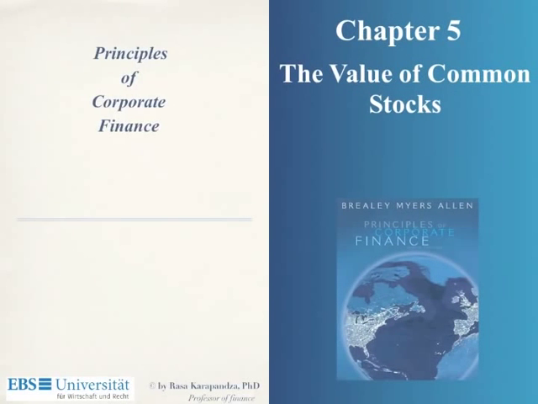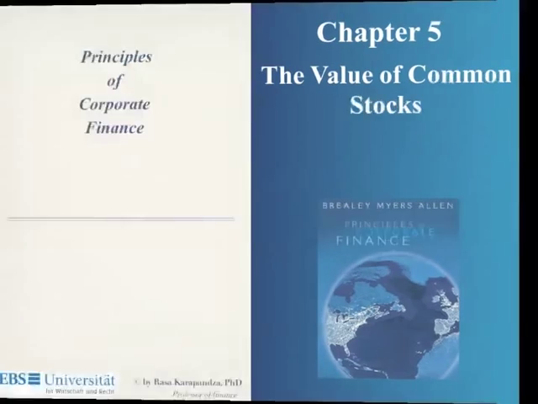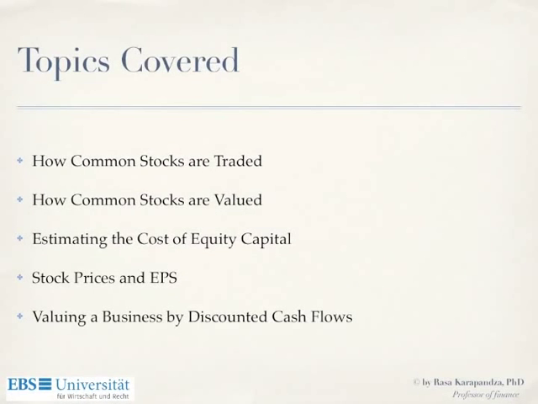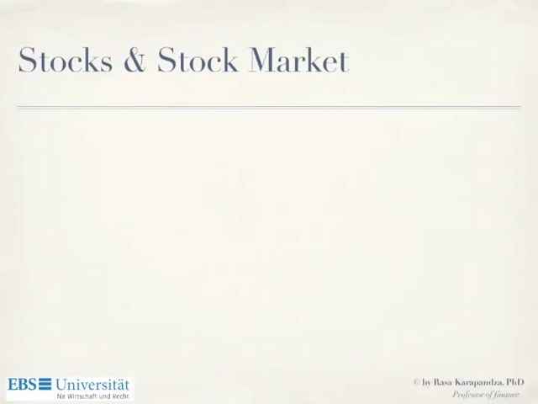Okay, we move now to chapter 5 in the old version of the book. I think that in the new version of the book it is chapter 4. It covers the same stuff. The chapters are basically the same. They are just numbered in a different way. So this chapter talks about stocks, how they are traded, how they are valued, how we estimate the cost of equity capital, stock prices, and so on. So first let's talk about how stocks are traded.